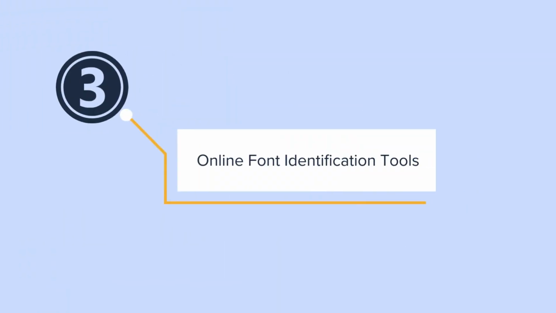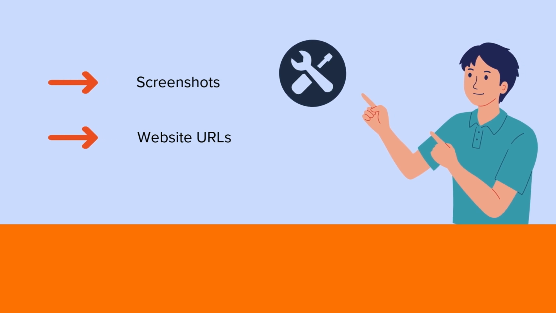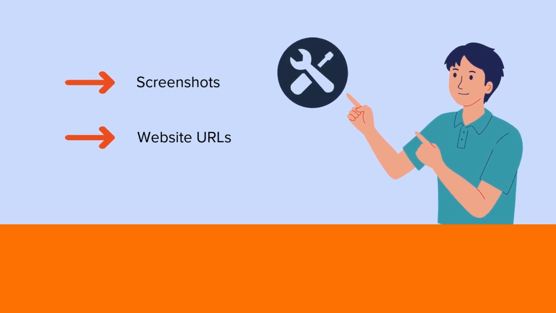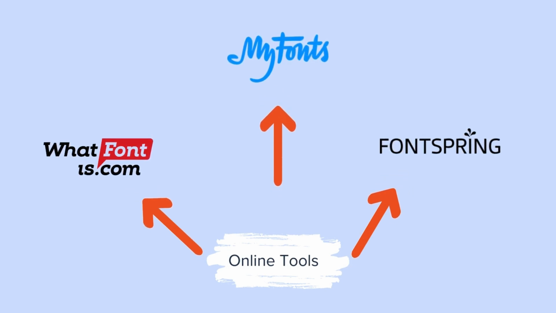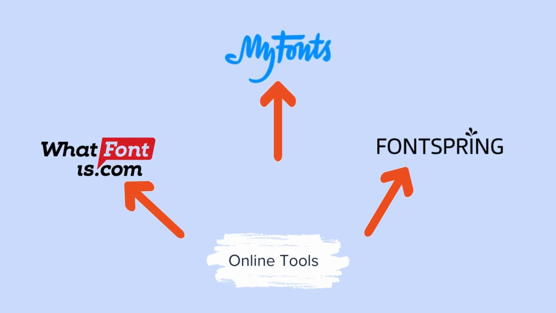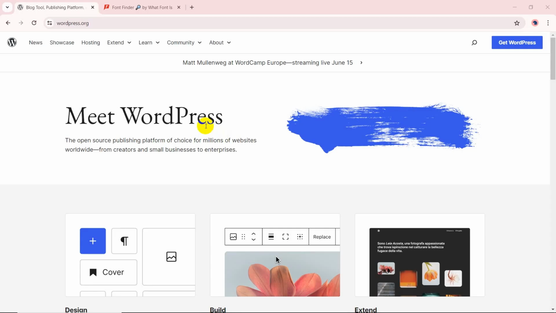Method 3. Online font identification tools. Several online tools can help identify fonts from screenshots or website URLs. Here are some popular options such as What Font Is, What the Font by My Fonts, FontSpring, etc. These tools use image recognition and font databases to suggest potential font matches. So here's a quick guide on using the What Font Is tool.